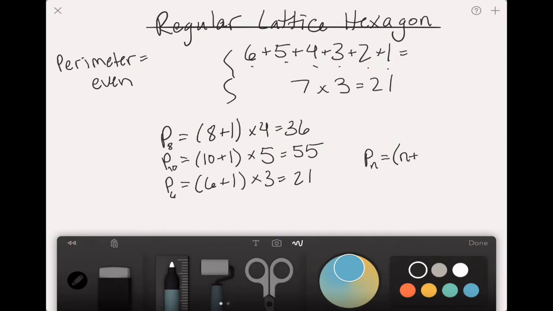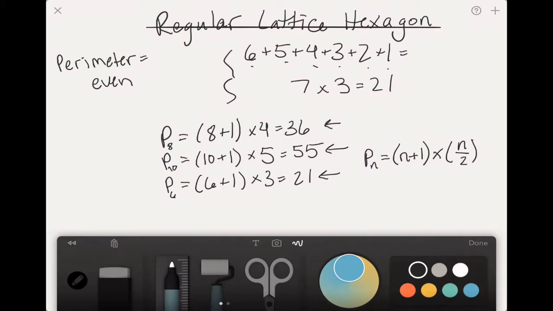N plus 1 times, what are we multiplying it by? Let's look at our examples here. So an octagon was multiplied by 4. A decagon was multiplied by 5. And a hexagon was multiplied by 3. So what is that? It's half of n, n over 2.